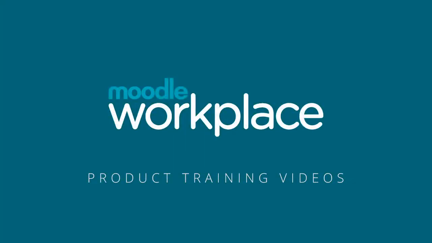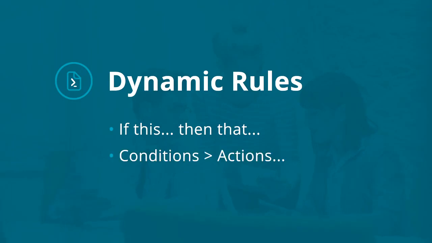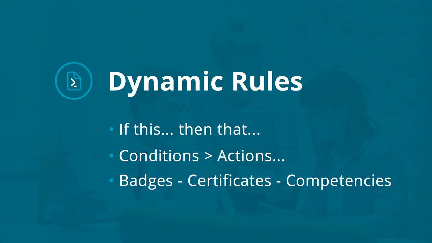Moodle Workplace Dynamic Rules. The Dynamic Rules feature allows you to create if this, then that rules based on one or more conditions to execute the selected actions. Each plugin implements its own conditions and actions to be used in any dynamic rule. Other workplace features make use of dynamic rules to automate some of their actions, like issuing badges or certificates, or granting competencies.